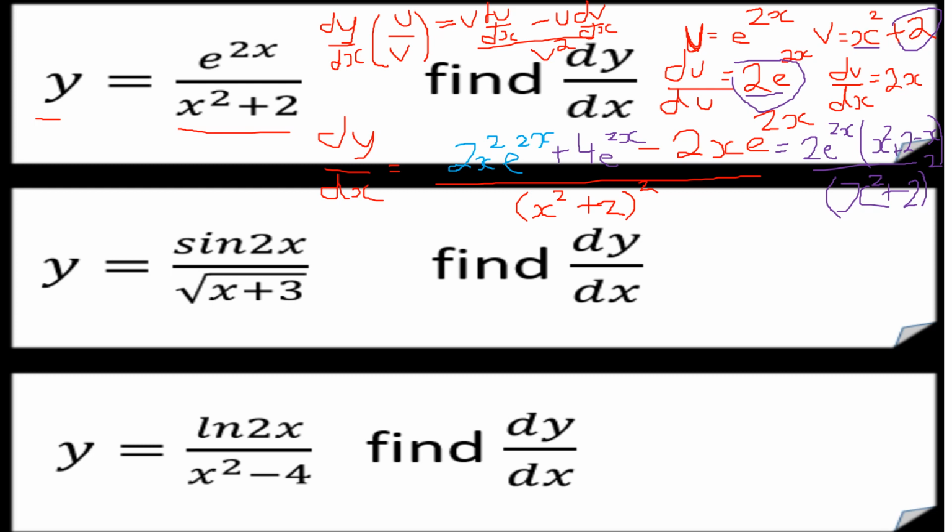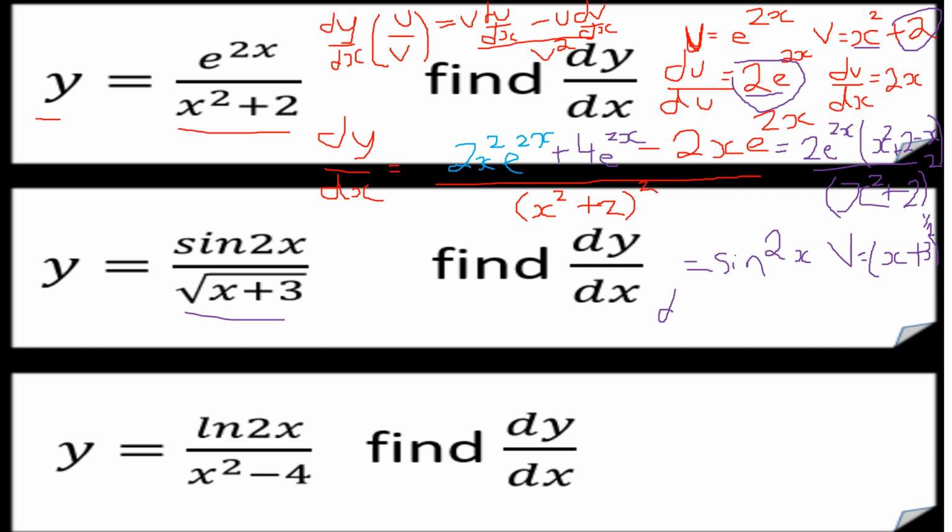Okay, second question, y is equal to sine 2x all over the square root of x plus 3. Again, find dy by dx. So u is equal to sine 2x, and v is equal to x plus 3 all to the power of a half here. So square root means power of a half. So x plus 3 to the power of a half.